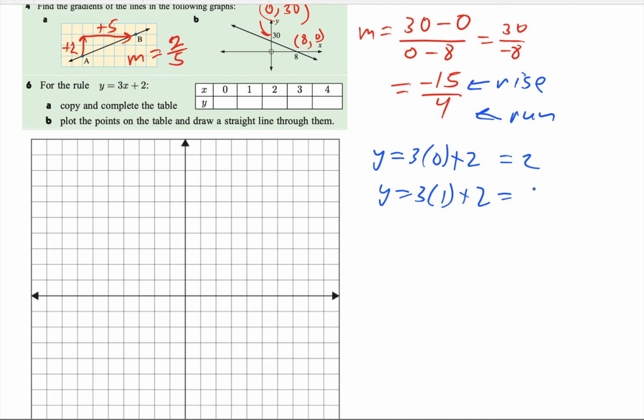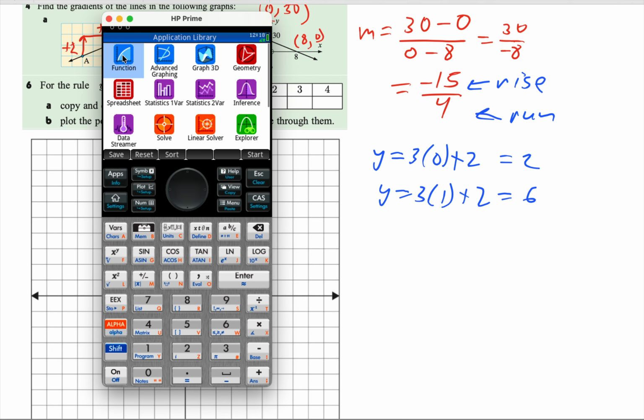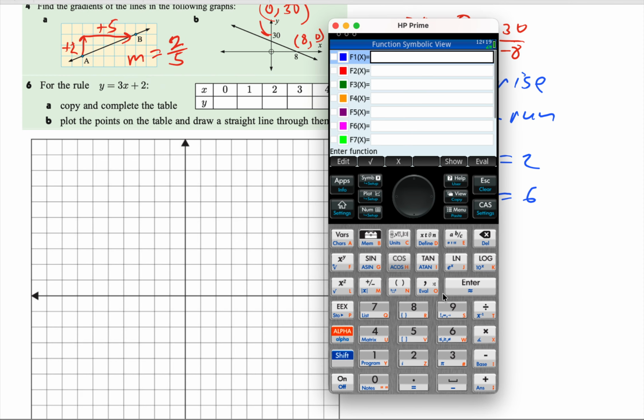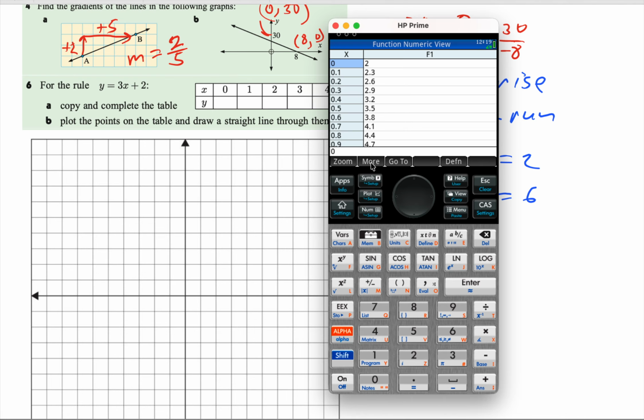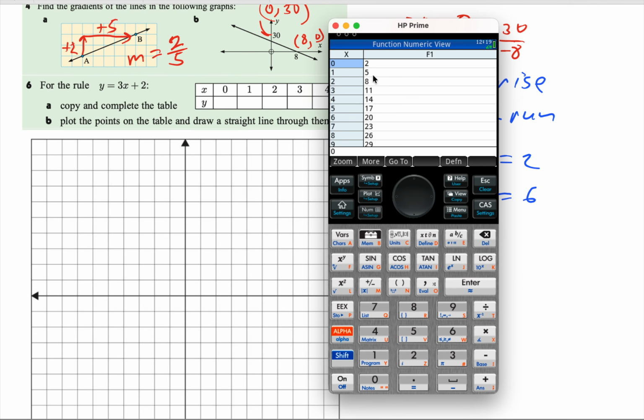Alright, but if you've got an HP Prime calculator, you should get used to being efficient. So what we're going to use often is this function app. I can type the function in, 3x plus 2. And then my table values are just going to be right here under Num. Now mine are going up in 0.1s, as you can see. That might happen to you. Just go to Shift Num. That's usually how you get settings. And that just goes up in 1 if I change this to number step 1, starting at 0. Go back to Num now, and that's your table values.